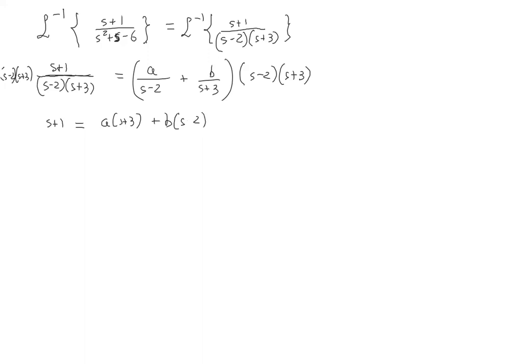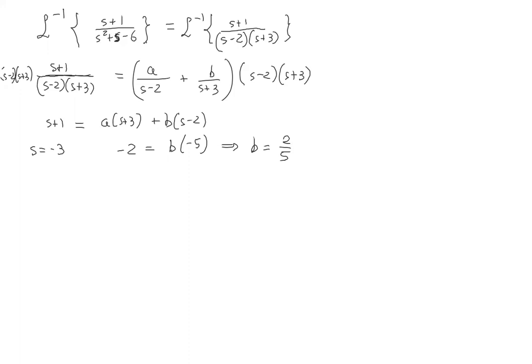Okay. And you know what? Here there is a trick, actually. You don't even have to solve the system. Does anybody know what the trick is? Here there is a trick for this case where you have distinct roots on the denominator. The trick is to set S equal first to negative 3. If you set S equal to negative 3, then on the left you get minus 2, and on the right you get A times 0 plus B times negative 5. So that gives you right away that B is equal to 2/5.